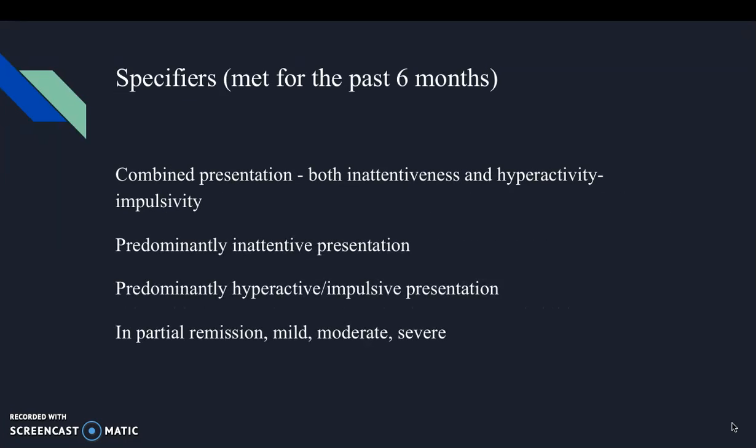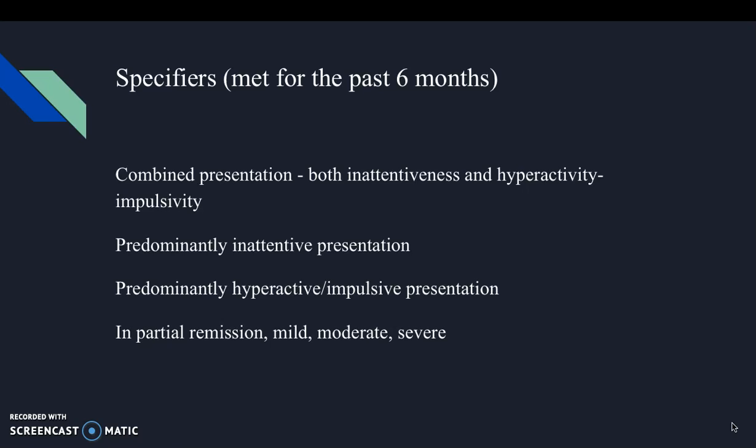Specifiers would have to be met for the past 6 months. So it can be a combined presentation where you have both inattentiveness and hyperactivity and impulsivity, or you could have a predominantly inattentive presentation or a predominantly hyperactive or impulsive presentation. It could be in partial remission, or it could be mild, moderate, or severe. You can add that specifier.